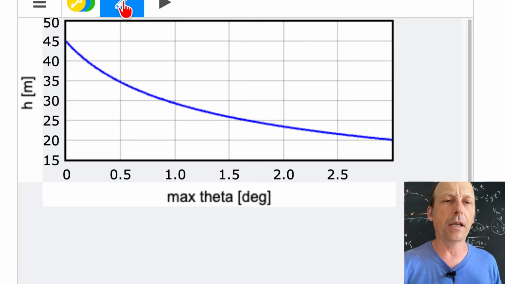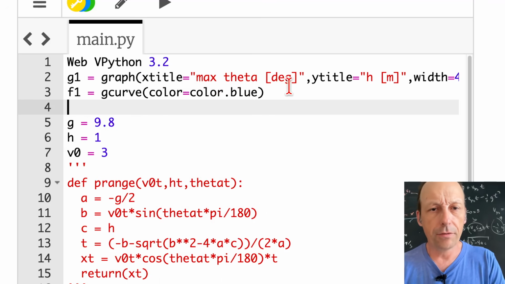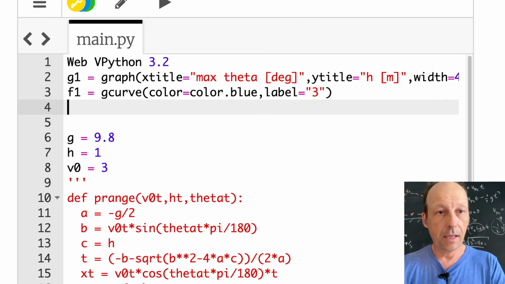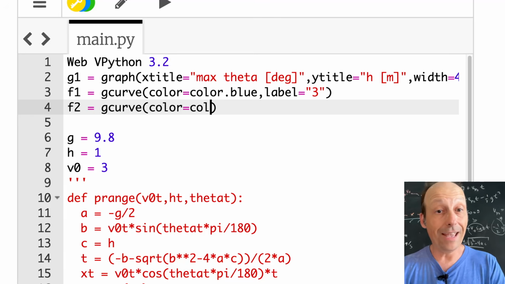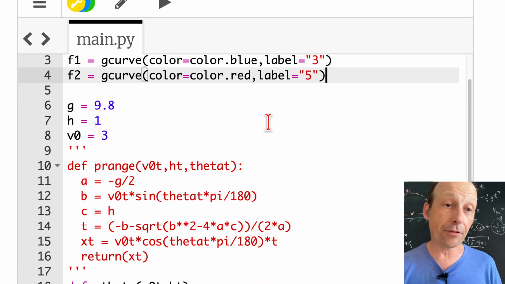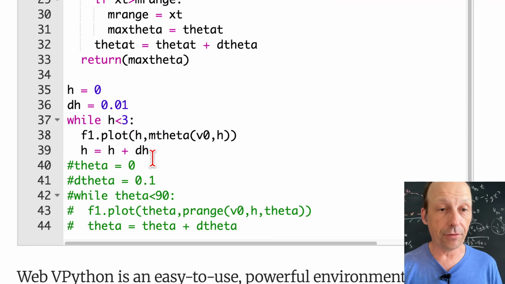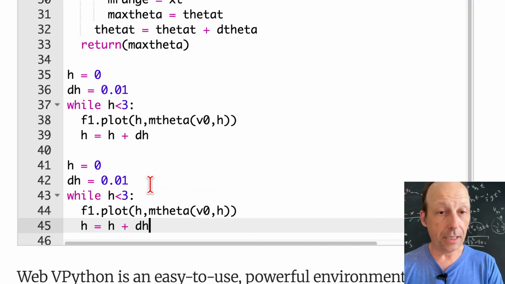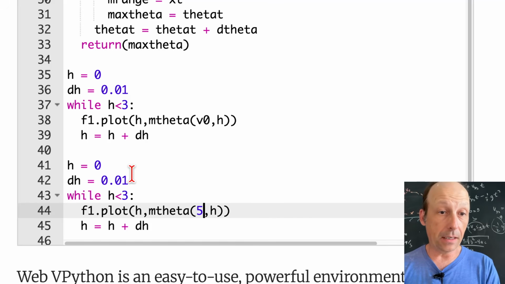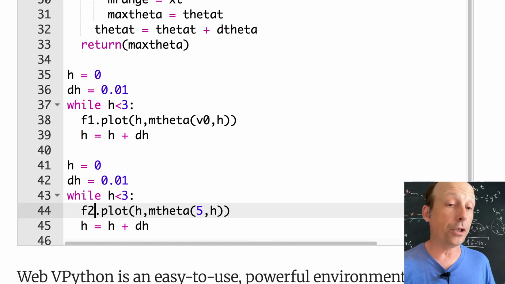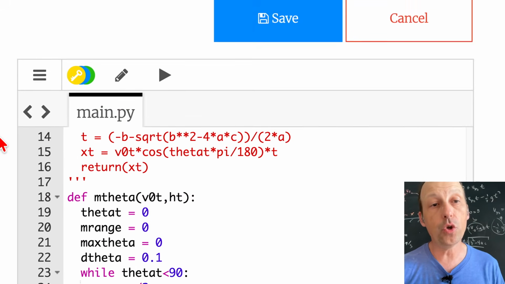Let's just do this actually one thing. Let's do this exact same thing. I want to do one thing. So let's call this label equals 3, f2 equals g curve, color equals color dot red, label equals 5. So let's repeat the experiment over here. I'm going to redo this whole thing. But now I'm going to give this a velocity of 5. And I need to reset, and this is going to be f2. So I'm going to have 2 curves on there. Let's just see what the difference in range is going to be when we change the initial velocity. So we have like a 2-variable problem here.